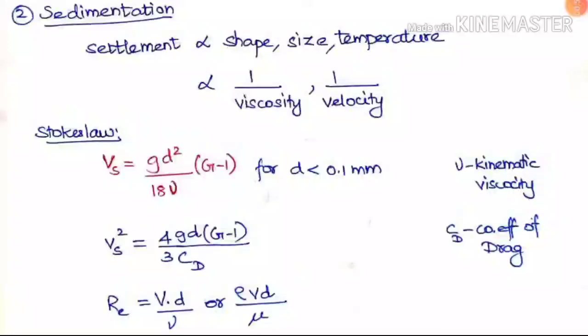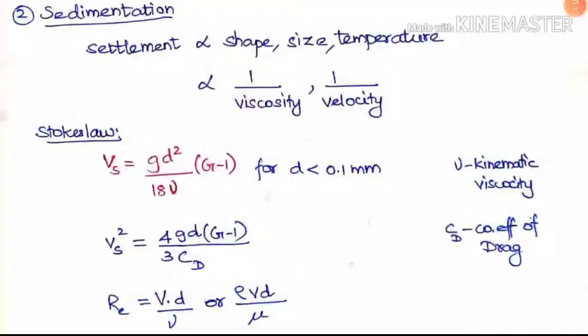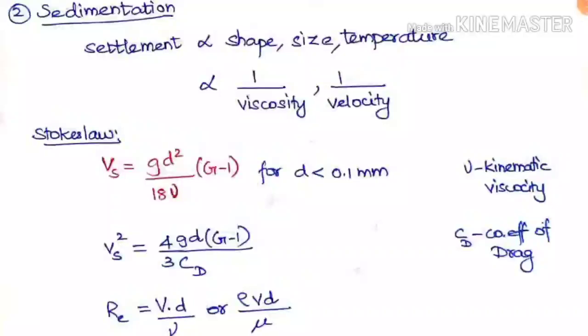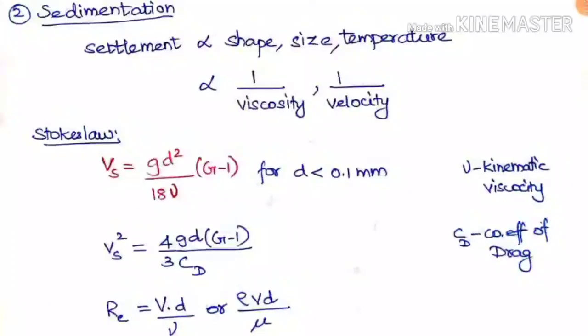The Vs is also given in another formula with respect to the coefficient of drag, that is Cd. It is given as the square root of 4 g d into (G minus 1) by 3 Cd. The Cd and Reynolds number are related here. First let us see what the Reynolds number is. Reynolds number is equal to Vd by nu. It is also written as rho Vd by mu, where mu is the dynamic viscosity.